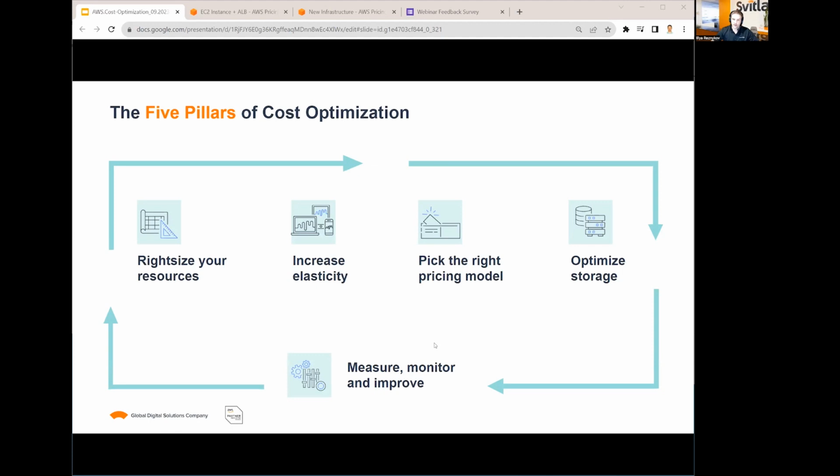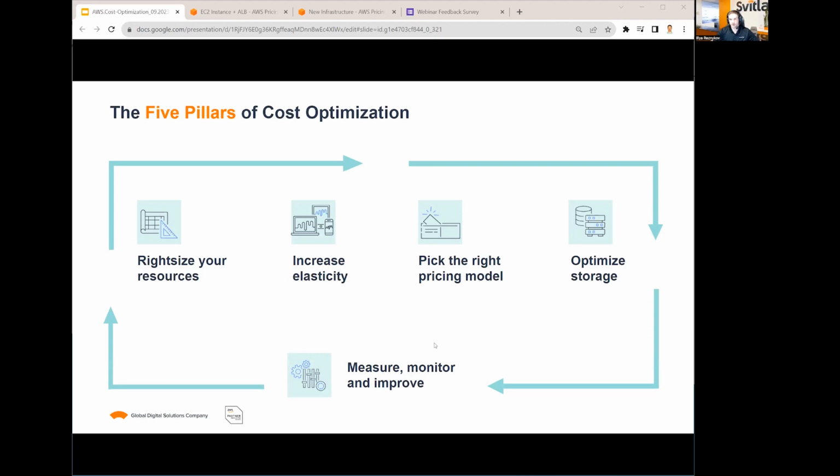Next, at the next stage of maturity of our cloud infrastructure, we should pick the right pricing model and try to pay less for the same compute power.